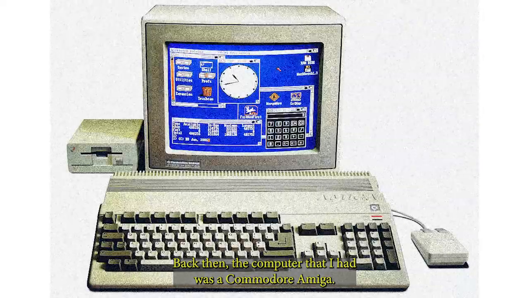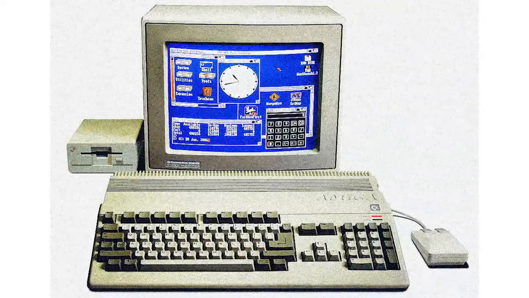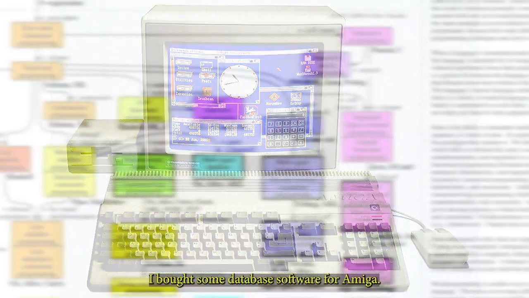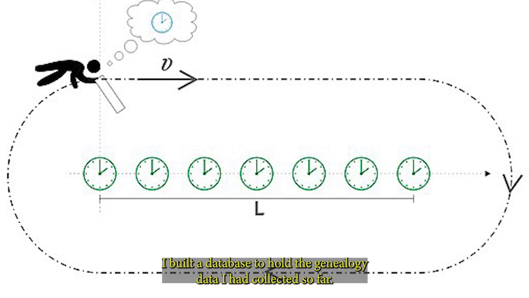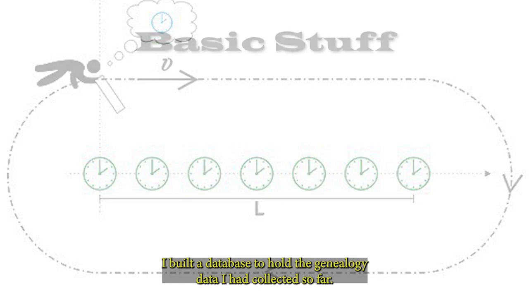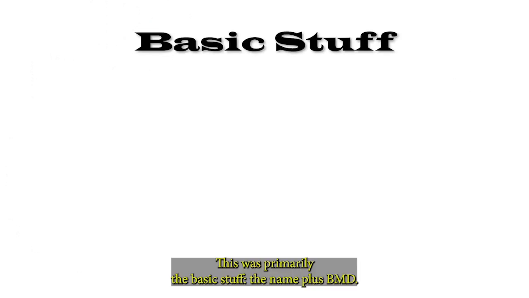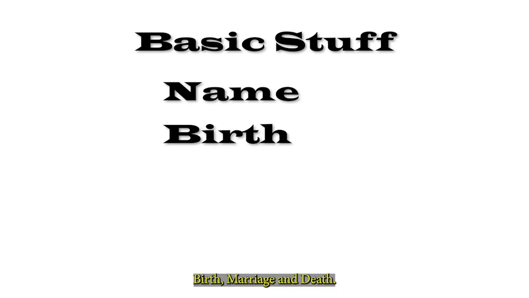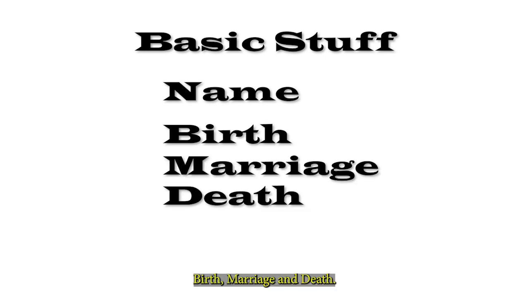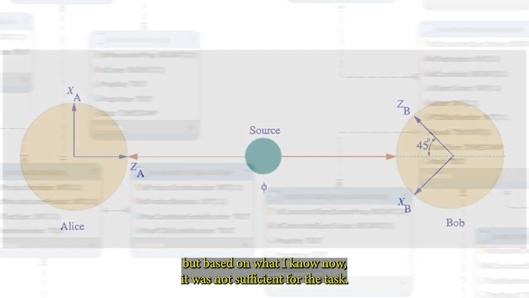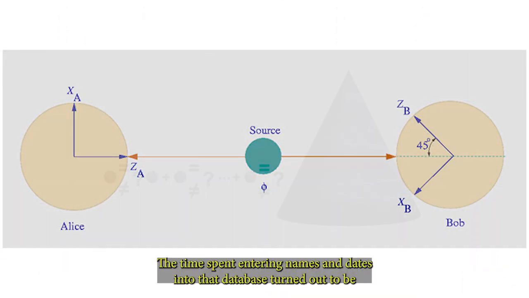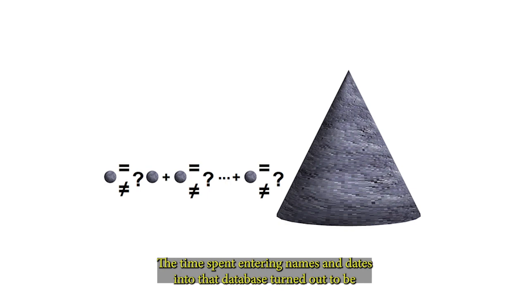As I was doing this, it was very much a learning process. Back then, the computer that I had was a Commodore Amiga. Wanting to learn about databases, I bought some database software for Amiga. I built a database to hold the genealogy data I had collected so far. This was primarily the basic stuff: the name plus BMD, birth, marriage, and death. I do not recall the schema of the database, but based on what I know now, it was not sufficient for the task.